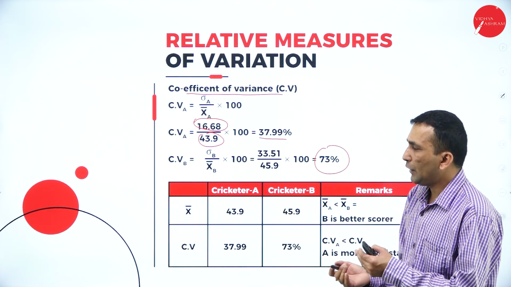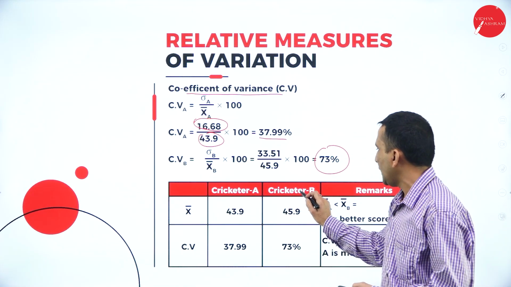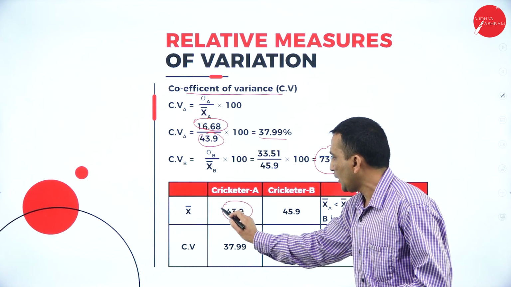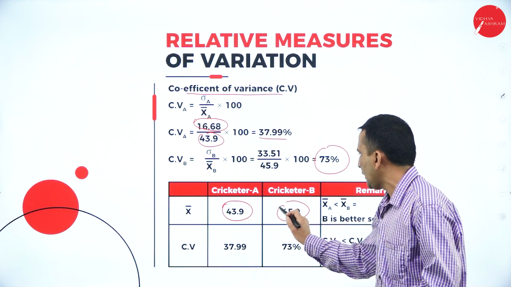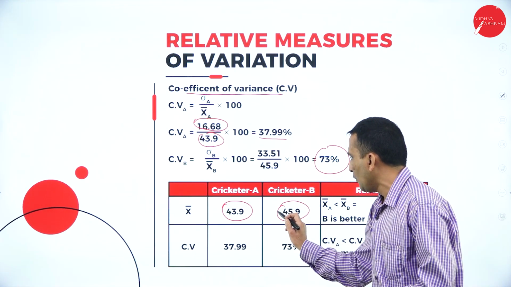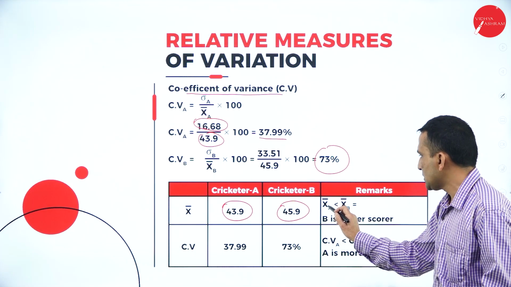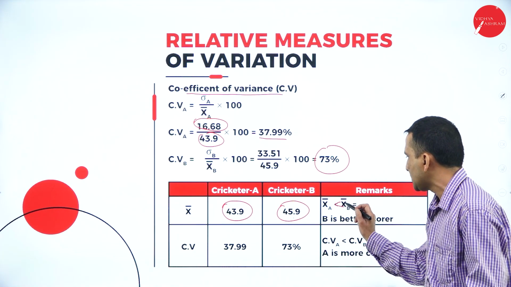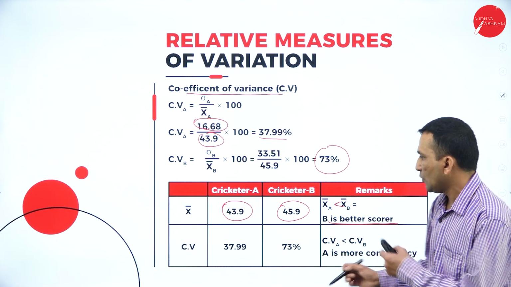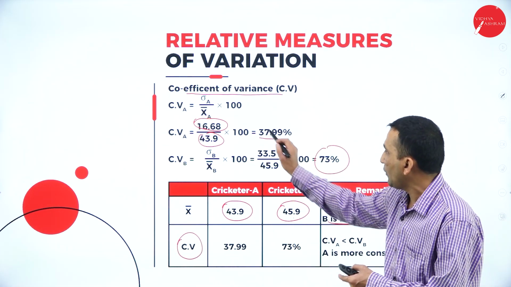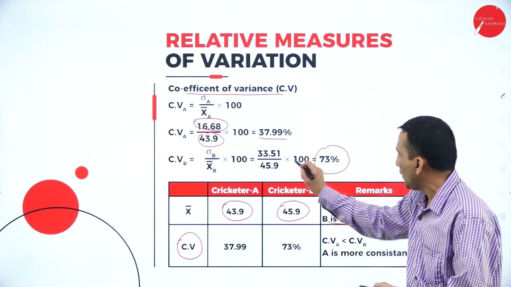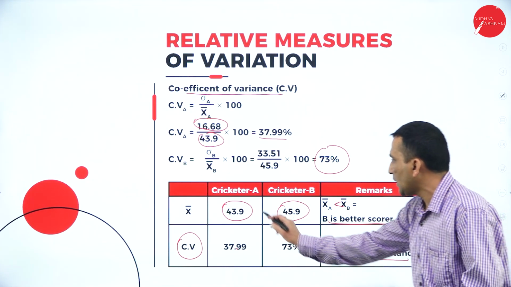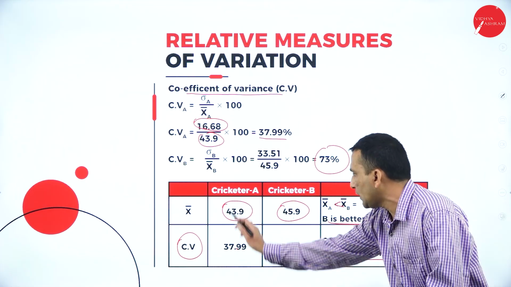When writing the comment for cricketers A and B, we add a remark column. The x bar value for cricketer A is 43.9 and for cricketer B is 45.9. So who is getting more? Cricketer B is getting more, so B is a better scorer. For the coefficient, the values we calculated are 37.99 and 73. Those with the lower coefficient are more consistent. Cricketer A has the lower coefficient, so cricketer A is more consistent.